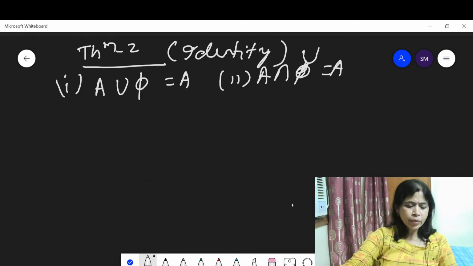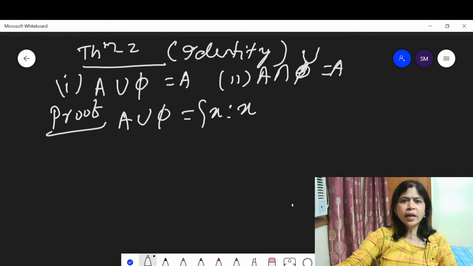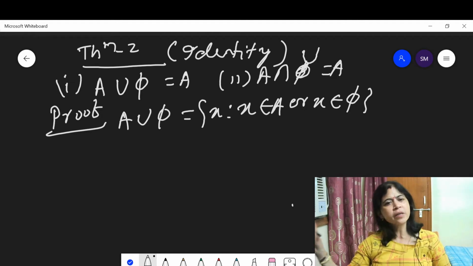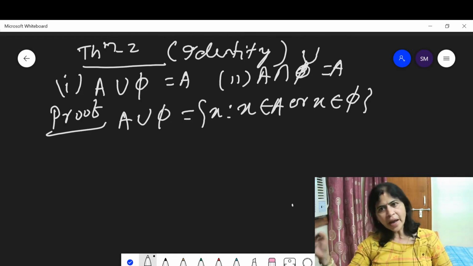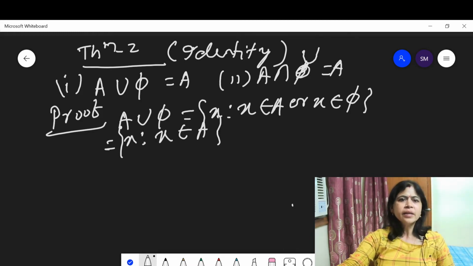Let us prove A union null set. Proof. A union null set implies x is such that x belongs to A or x belongs to the null set. Null set means the set which contains no elements. The empty set is called the null set. Then x belongs to A or x belongs to null set implies x is such that x belongs to A. This is set A.